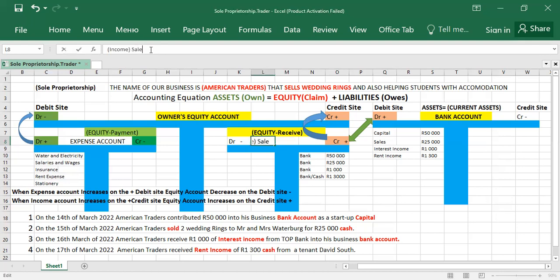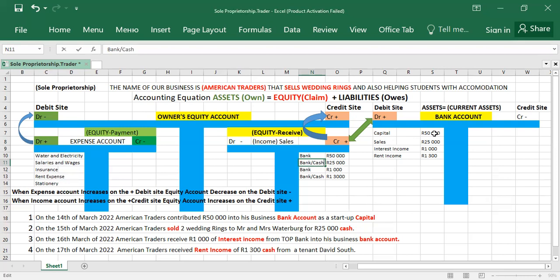Sales account. Sales. So when we open sales account, we all know that sales account increases on the credit side. Since we have debited our bank account with sales of 25,000, we are going to be crediting our sales account with how much? With 25,000. The reason: the money is coming straight from our business bank account. And then we could have also written cash here on sales, because these goods were sold on cash.